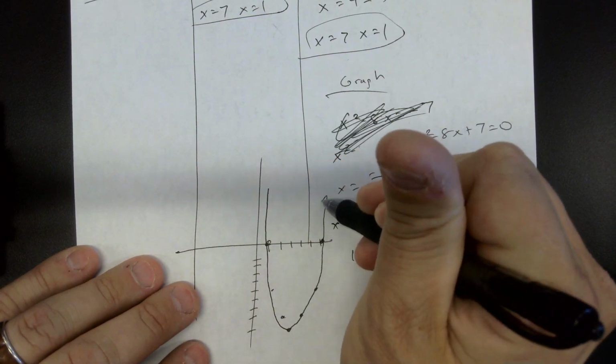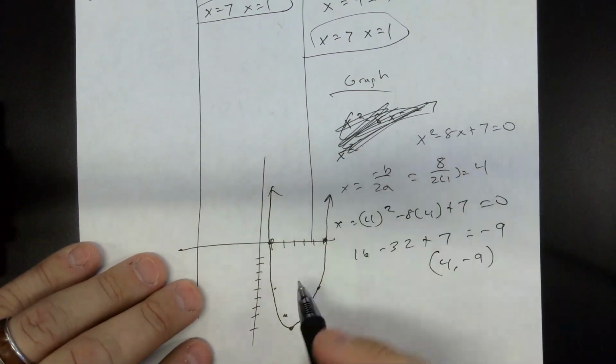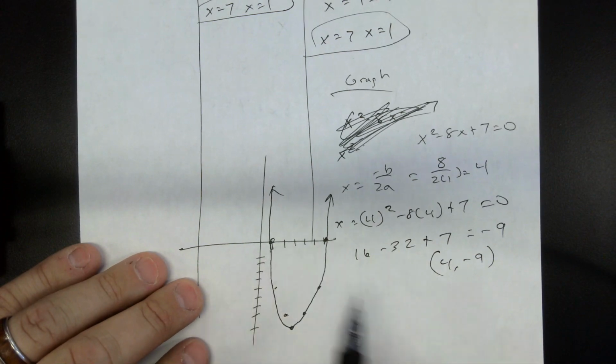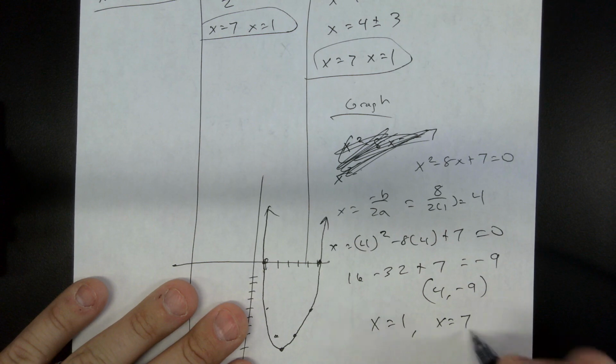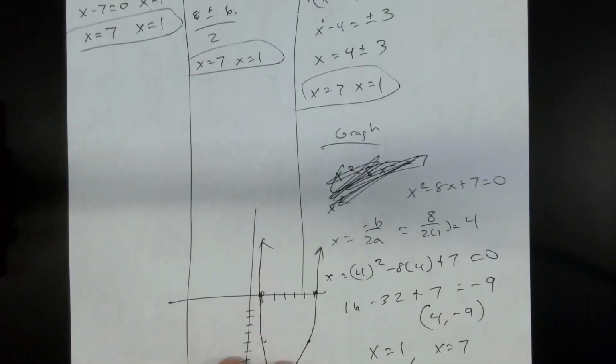Everyone needs to stay quiet now. Your parabola then intersects at 1 and 7, which is also your answers. 4 different ways to solve a quadratic.